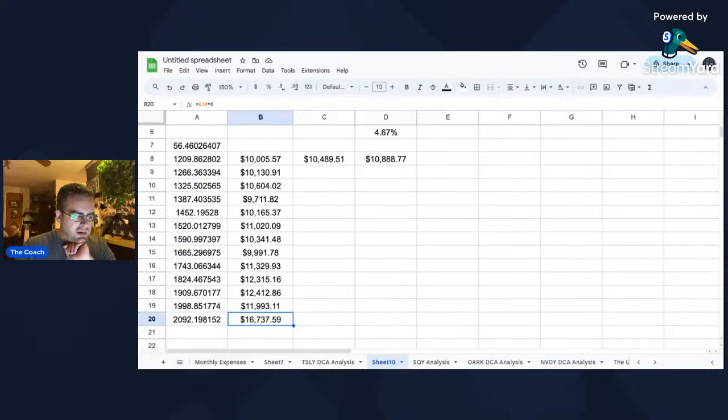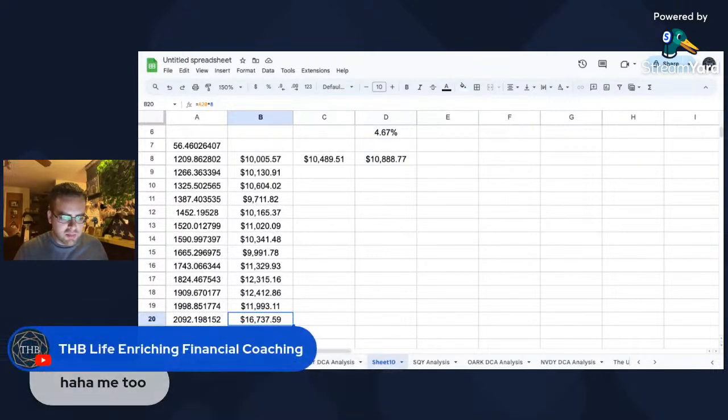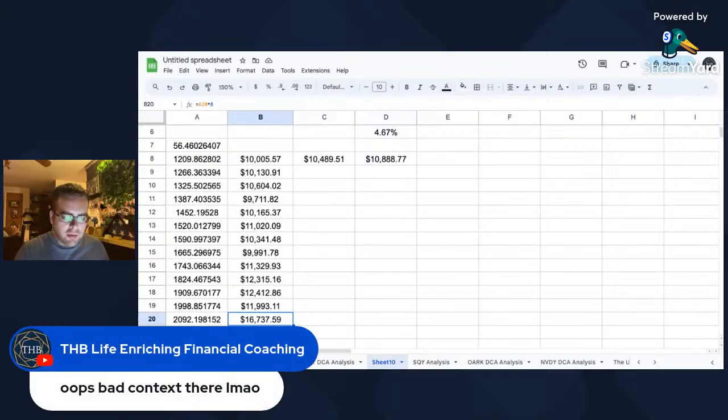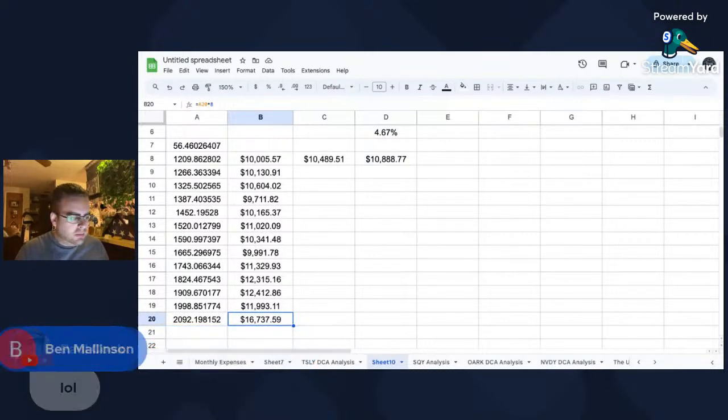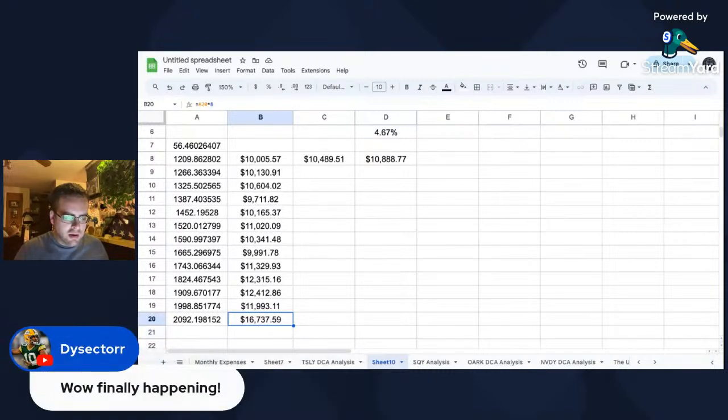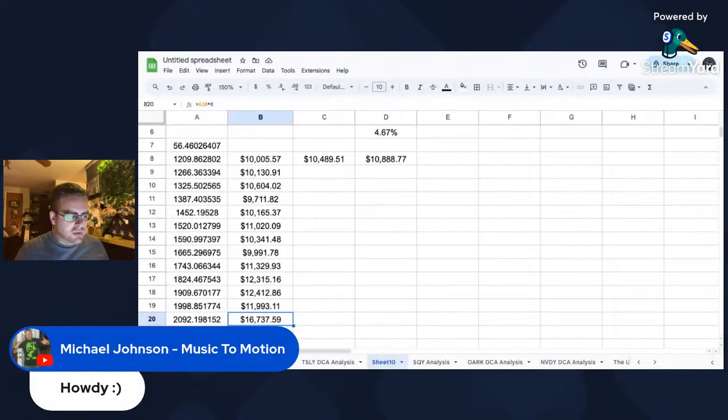This was kind of funny here. I probably shouldn't put these up, but just the timing of these comments here. I was like, oops, bad timing there. Anyway, back to investing. Okay, no content. Yeah, right. Oh, look, Dissector's on. So it's finally happening. Yeah, I had to, like I said, prep for you guys. Mr. Music Man is on. Welcome. Glad to have you on.